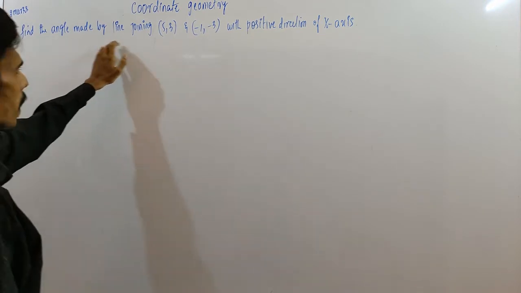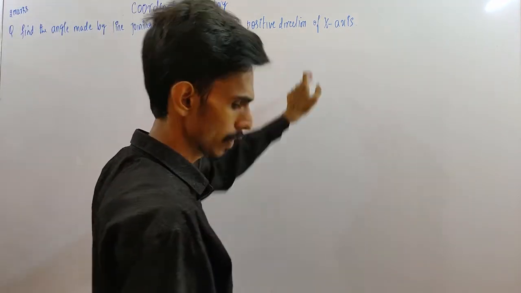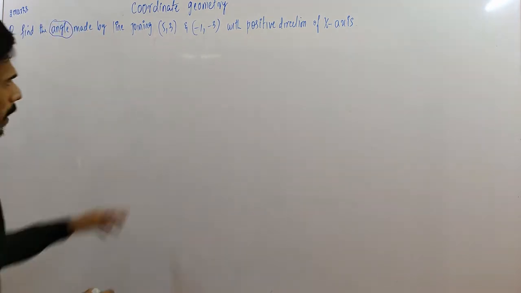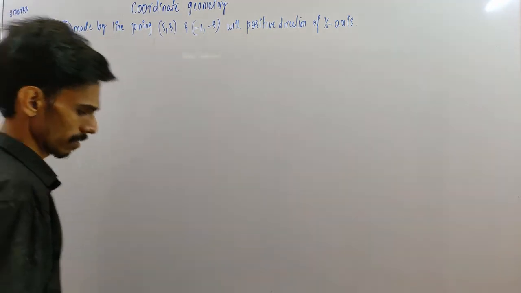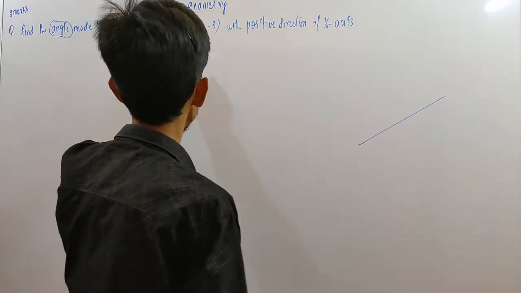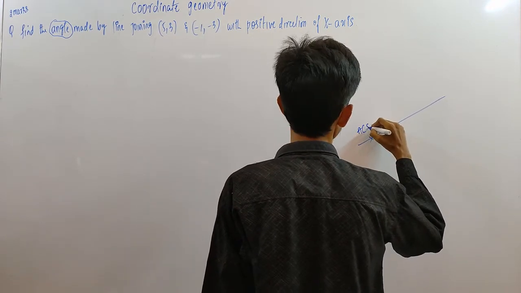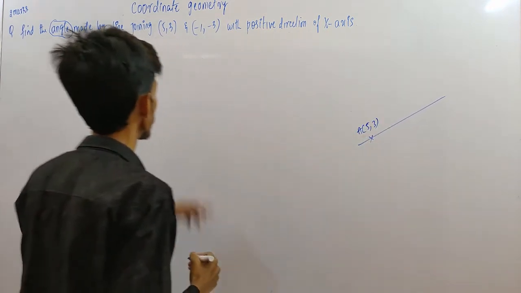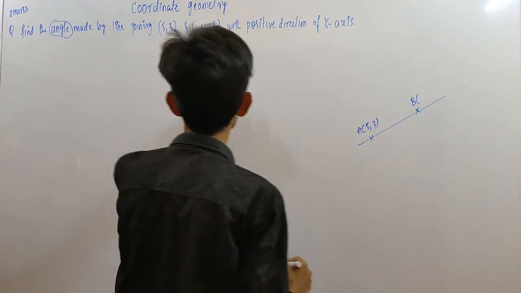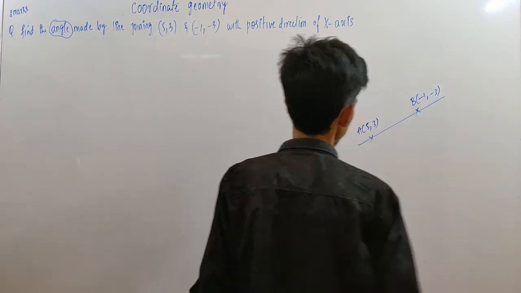Find the angle made by line joining 5, 3 and minus 1, minus 3 with positive direction of x-axis. Here what is mentioned? Angle made by the line. We have a line with these 2 points. Let us take A of 5, 3. Let us take this point as A. Another point is B with vertices minus 1, minus 3.